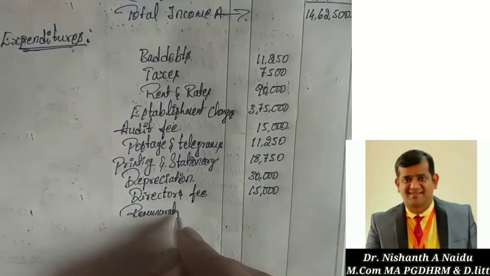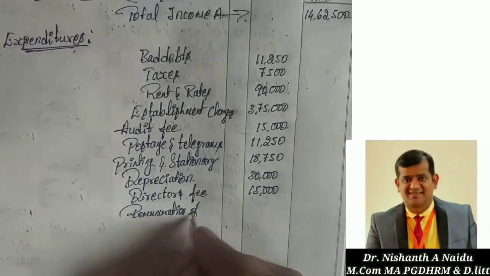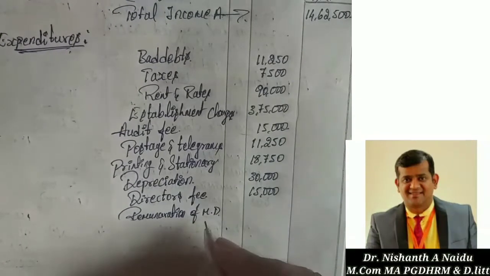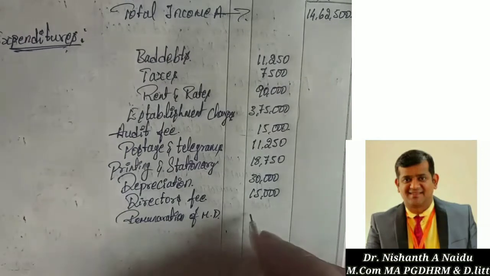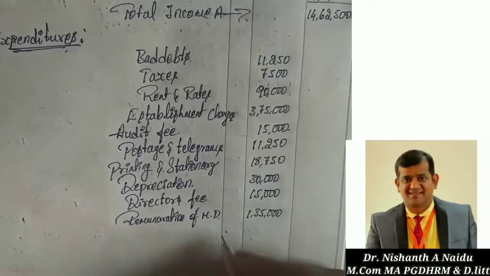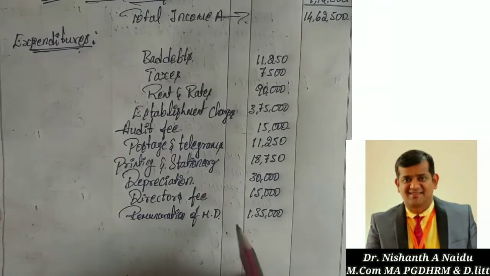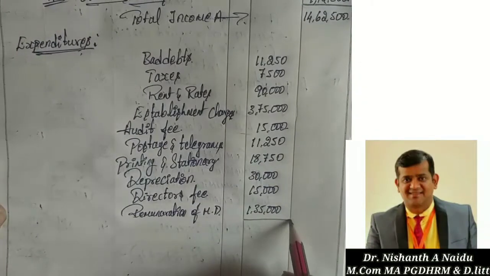Remuneration of managing directors, 1,35,000 rupees. Okay. So next, after sundry debtors, sundry creditors, investment, motor car, furniture and fittings, those are all balance sheet items. I think that's all the expenditure we have over here.